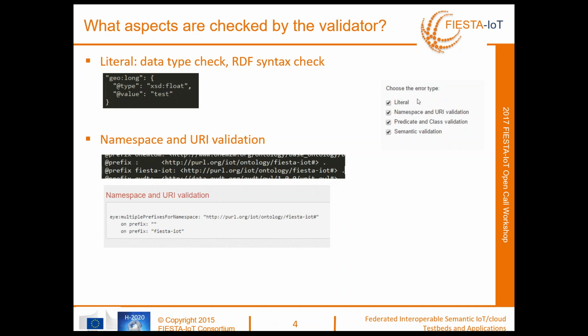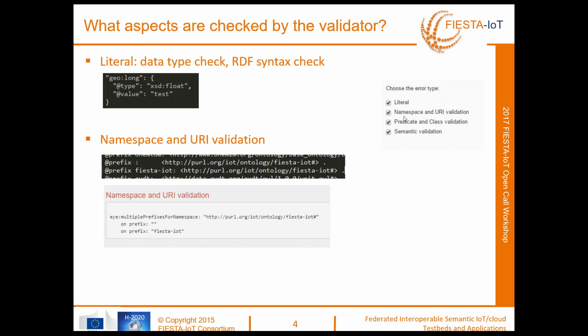First is literal. So it checks RDF syntax. So if it's a valid RDF file, if there's no mistake in the serialization, and also it will check the data type. So here you can see, for example, you declare that your data type is XSD float, but you just write something as a string in its value. It will be considered as a literal error.